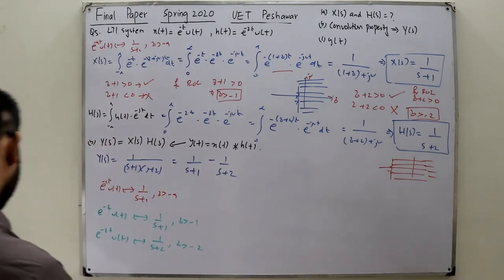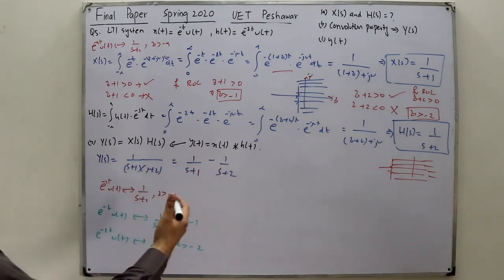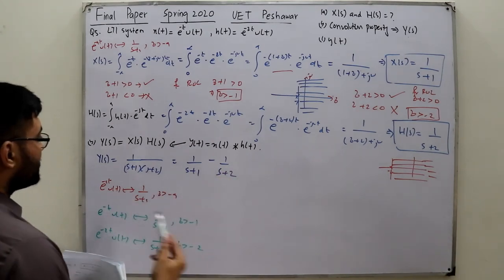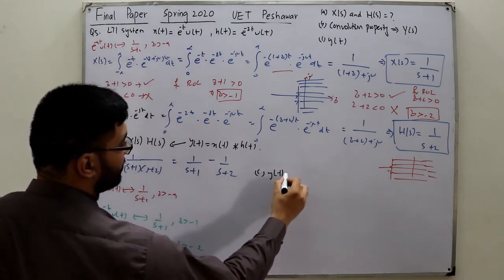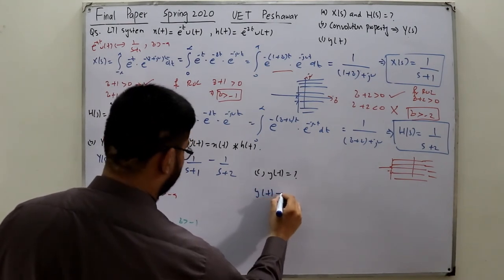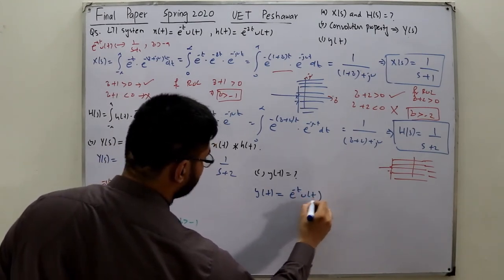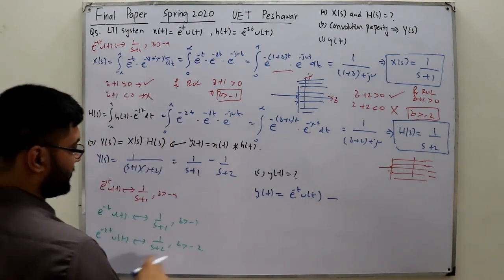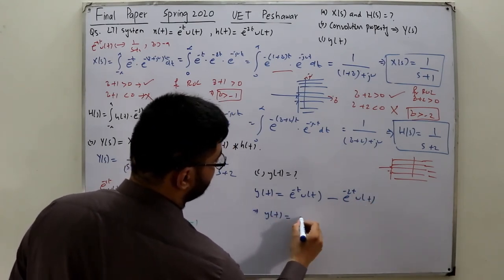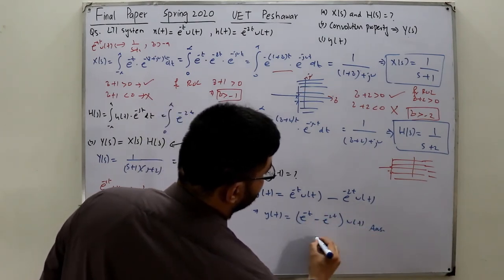So the overall answer, now part C, this was your y of s. You found your y of s with the corresponding ROC, sigma greater than minus 2. For part C, y of t is the inverse, using these inverse formulas. So y of t would be exponential of negative t u of t minus exponential of negative 2t u of t, and you can take u of t common: exponential of negative t minus exponential of negative 2t, whole multiplied by u of t, and this is your answer.